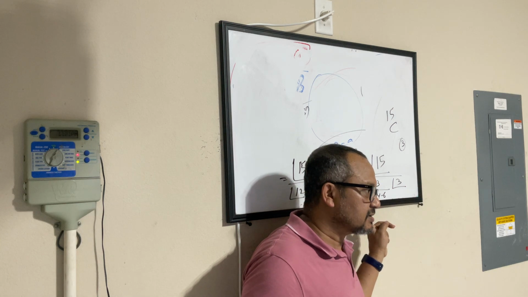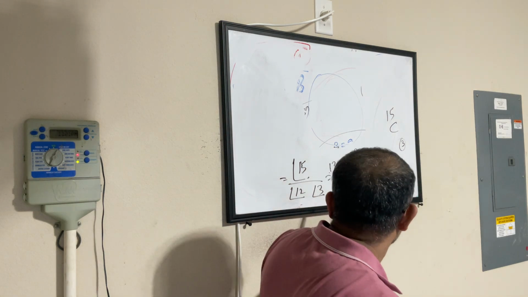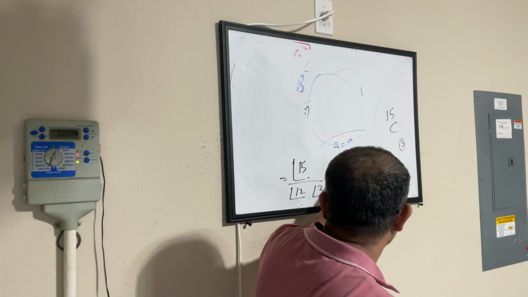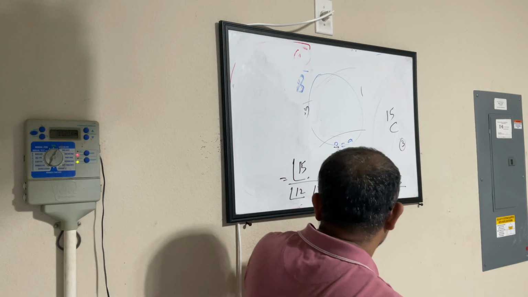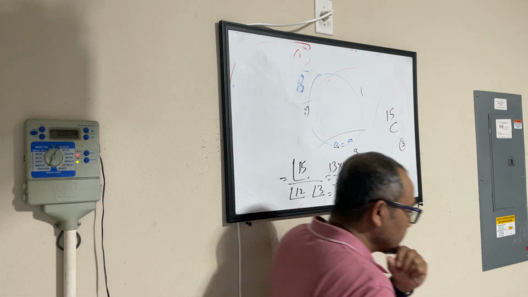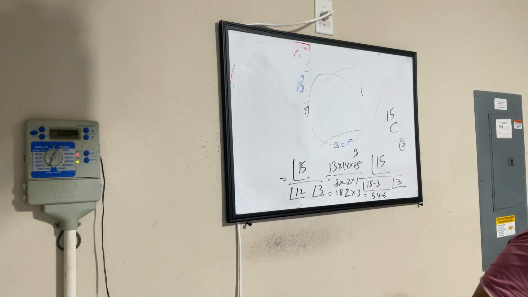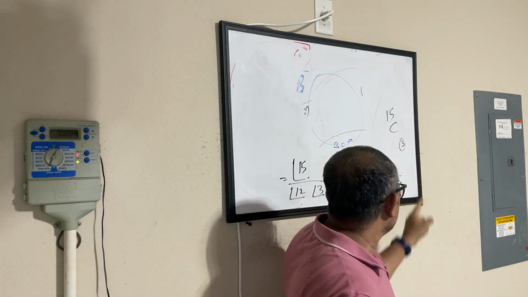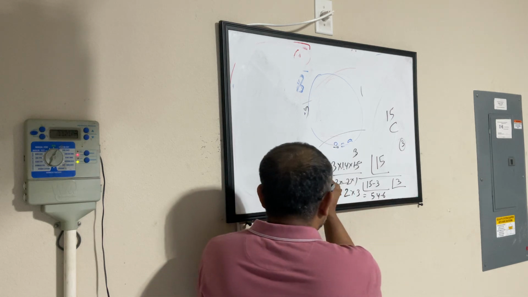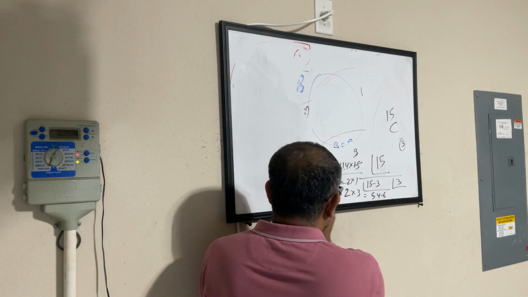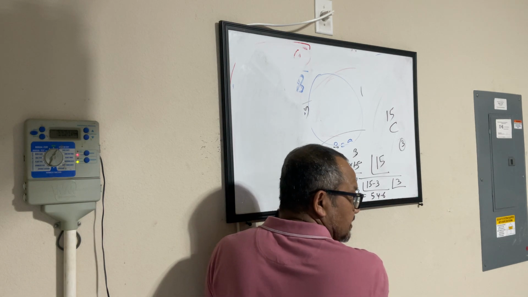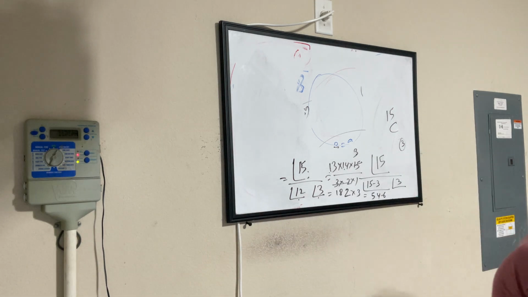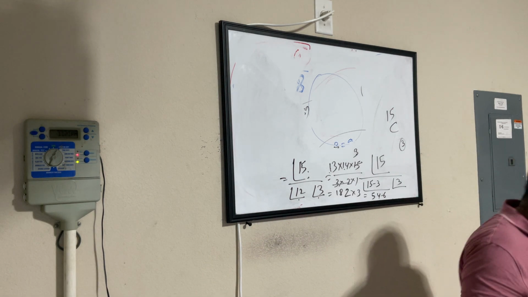546? I got 455. So 13, 14, 15 divided by 6. How did you get that? Because I did 15 combination 3. Yeah. So that will be 15 factorial divided by (15 minus 3) factorial divided by 3 factorial. Okay, this gives 455. Yeah.